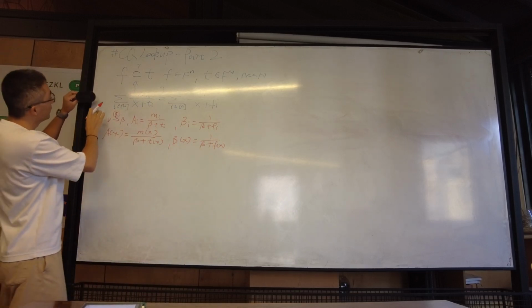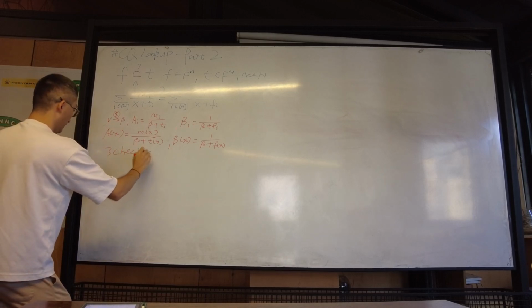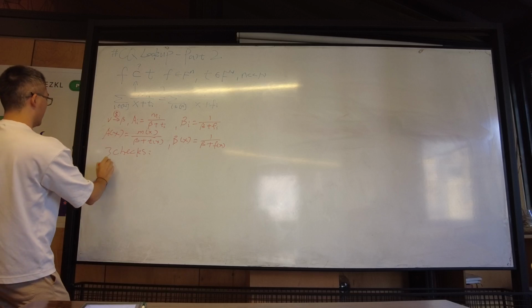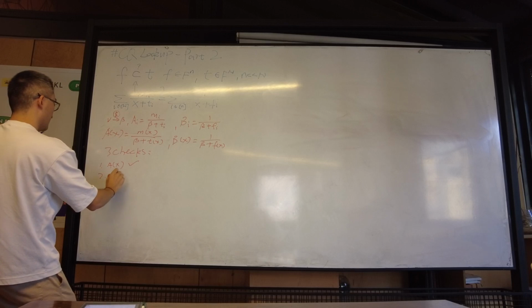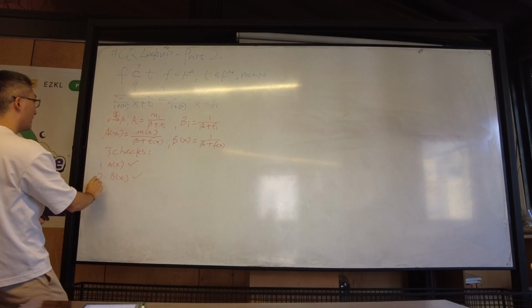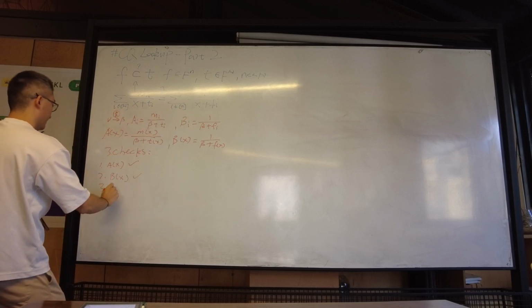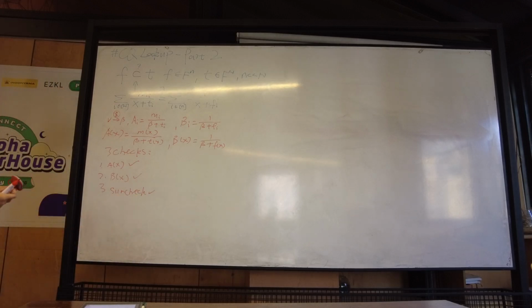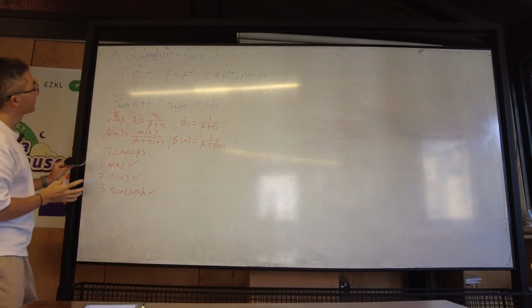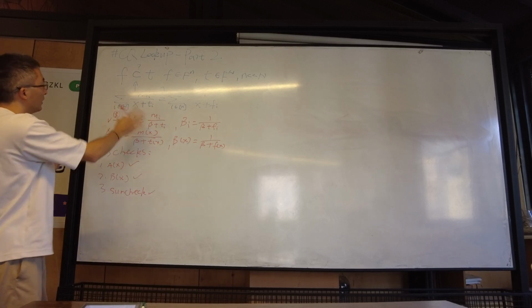So we will reduce this problem to three checks. The first one is that A(X) is correct. The second one is that B(X) is correct. And the third one is the sum check, that they are the same. So that's the main idea for this CQ.